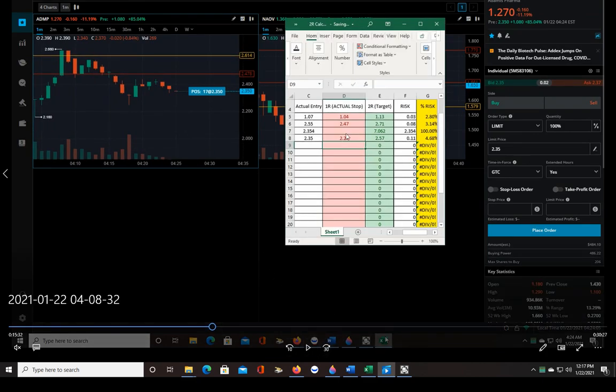And then my stop loss was 257, it looks like. No, that's my target. Sorry. My stop loss was 224.